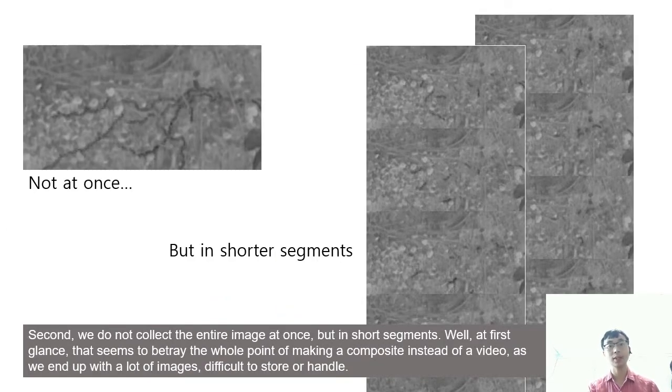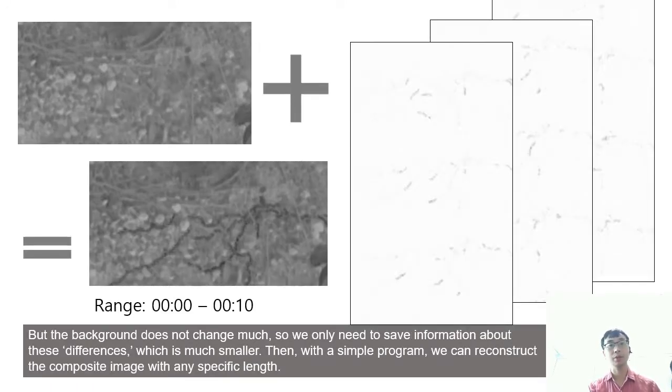This classical technique, called background subtraction, is nowadays very fast and efficient thanks to modern hardware. Second, we do not collect the entire image at once, but in short segments. At first glance, that seems to betray the whole point of making a composite instead of a video, as we end up with a lot of images difficult to store or handle. But the background does not change much, so we only need to save information about these differences, which is much smaller. Then, with a simple program, we can reconstruct the composite image with any specific time range.